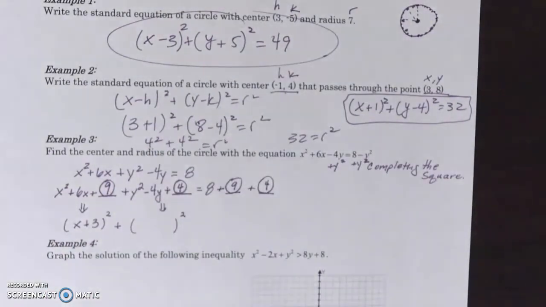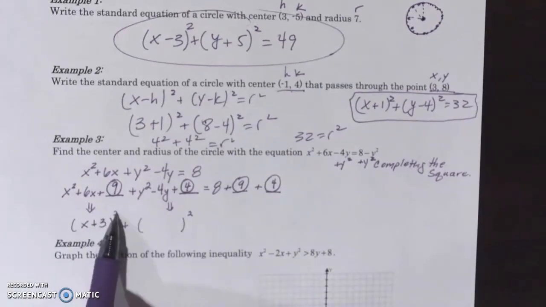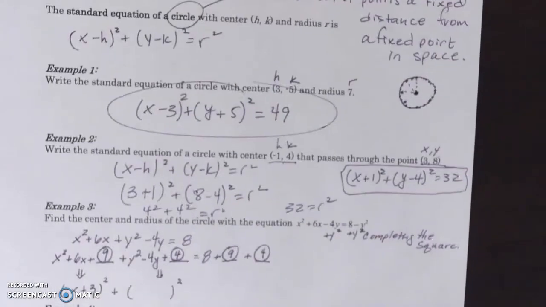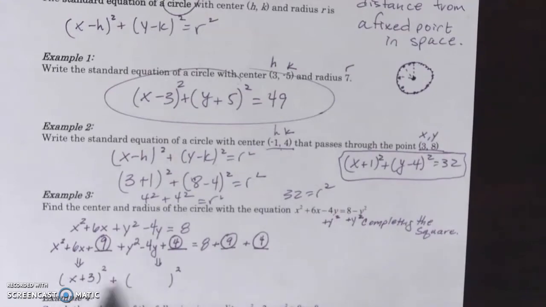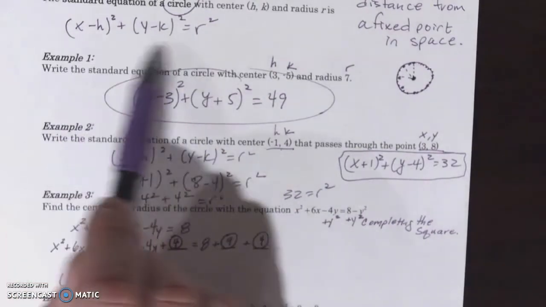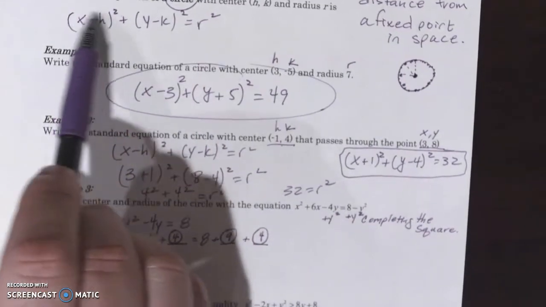We did exactly what we wanted it to do. We created a perfect square trinomial so that when it was factored, it turned into one binomial squared. Why did we want that? It's because we're trying to get the equation to be in our standard equation of a circle. We need a binomial squared here.